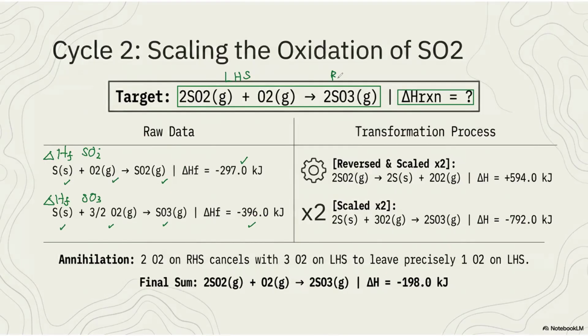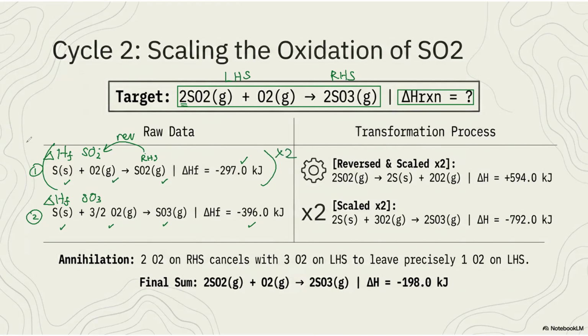Now we want SO2 and O2 to be on the left-hand side of the equation, and we want 2 SO3 to be on the right-hand side. If you look at equation 1 and equation 2, you can see that SO2 is on the right-hand side. Do we want it there? No, we want it on the left-hand side. What do we do? We reverse it. Not only that, we want not 1 SO2 but 2 SO2. That means for the whole equation, not only do you reverse, you also multiply by 2.